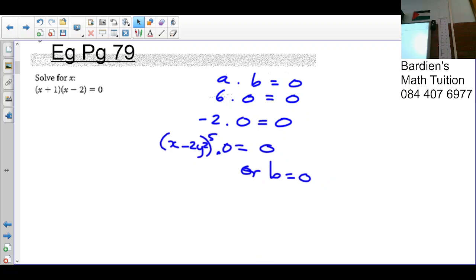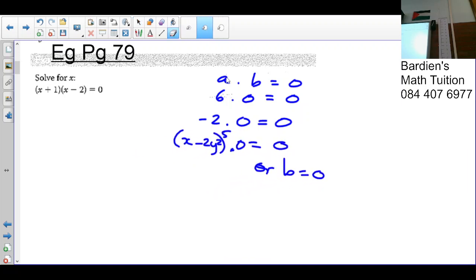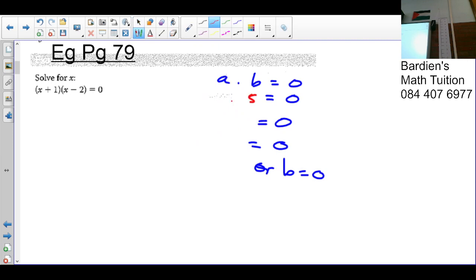However, if B was 5, then what should A have been? 0. If B was negative 6, what should A have been? 0. If B was 2x minus 1 cubed, what must A be for this statement to be true? 0. So it's either A is equal to 0 or B has to be equal to 0. And this is called the zero factor rule. If one of the factors is 0, then the statement will be true. You guys understand?